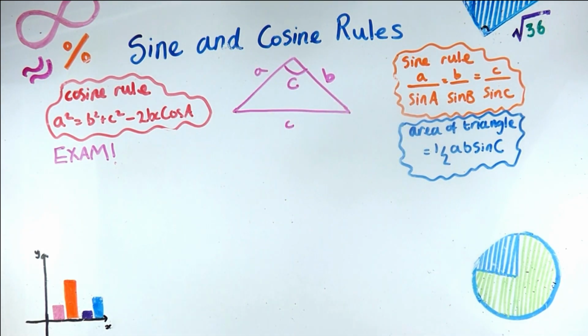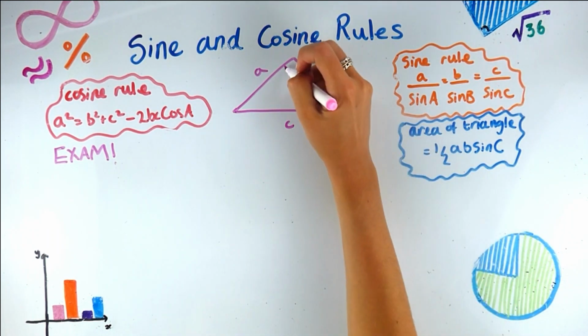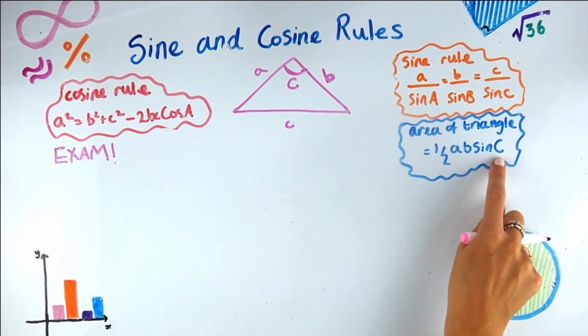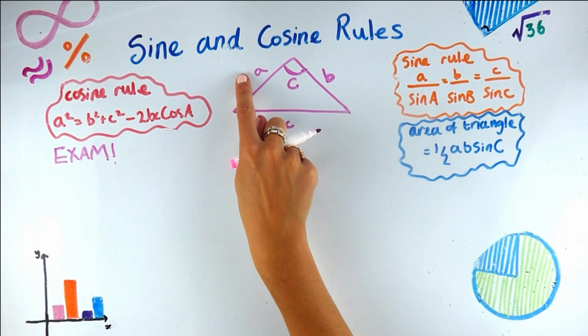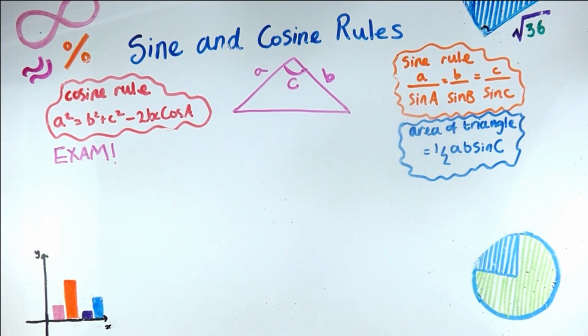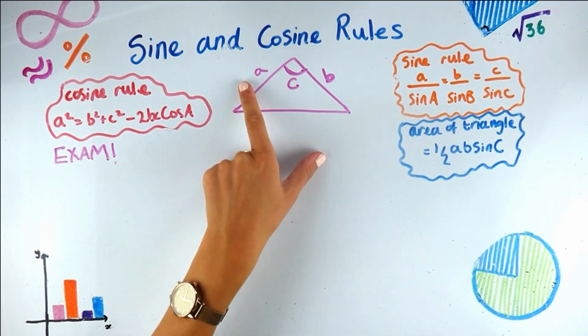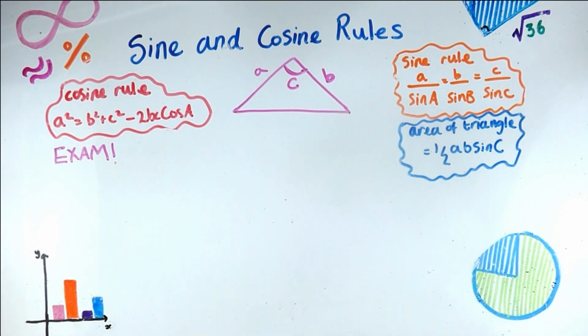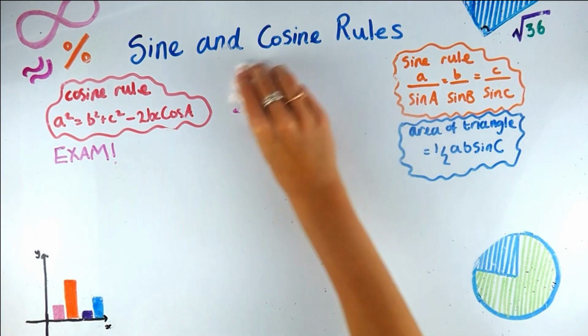And basically what you have to have for this formula is an angle, so that would be C, and then a and b, the two lengths between it. So to work out the area of a triangle when you don't have a right angle, you have to have an angle and the two lengths hugging the angle. So let's have a look at examples of using the cosine rule and the area of a triangle.